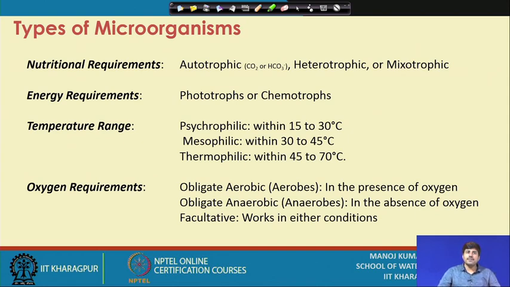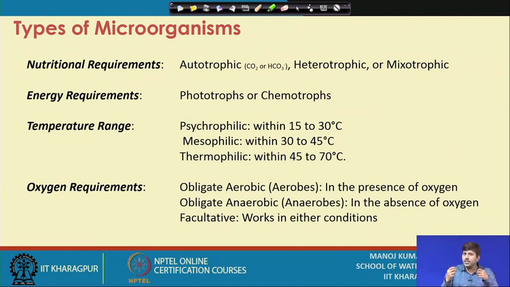Then we can classify the bacteria or microorganisms particularly based on their oxygen requirement. So, there are aerobic bacteria, which are also called aerobes, who work in the presence of oxygen. So, they basically do the oxidation or respiration activities in the presence of oxygen, and oxygen becomes the electron acceptor for them, okay. There are anaerobic bacteria, or we call them anaerobes, who work in the absence of oxygen.